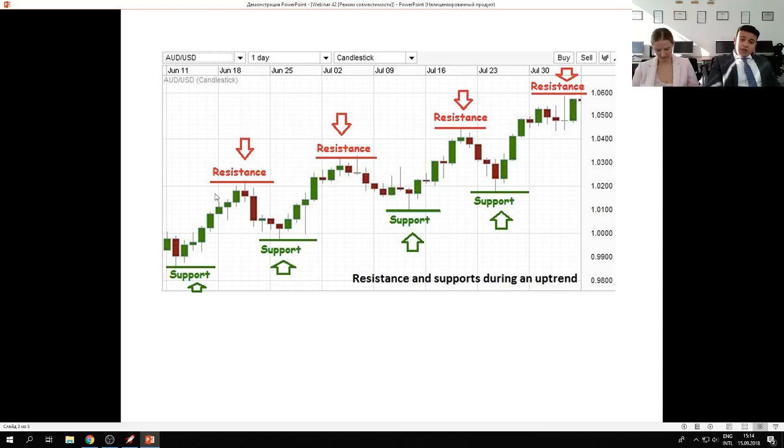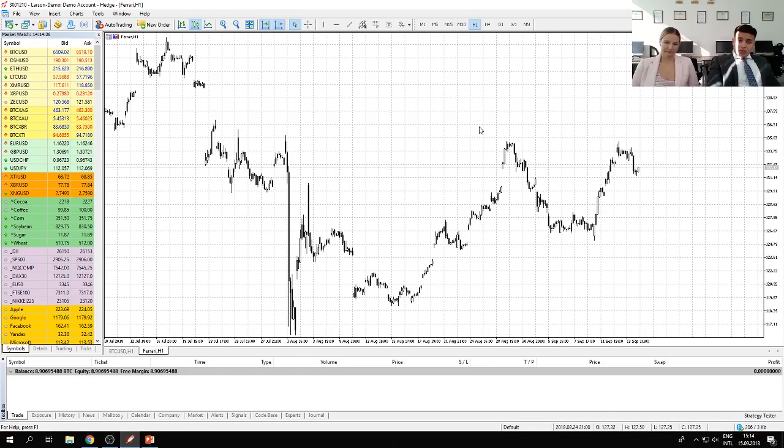So the definition of a resistance level is a price level which does not allow the price to go further up, further upward. And the support is the exact opposite, so it keeps the price from sinking all the way to the bottom. It stops at a certain level and then it bounces back up. So let's have a closer look at how it actually works.